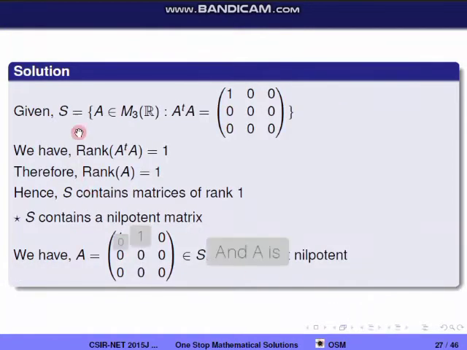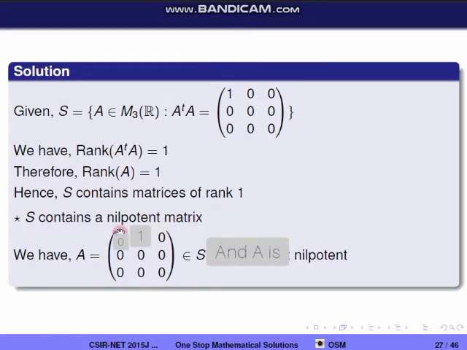So given S is equal to the set of all A in M3(R) such that A transpose A is equal to this matrix. So now we have rank of A transpose A is equal to 1. Therefore, using concept 1, rank of A is equal to 1. That is, S contains matrices of rank 1. So we'll look into the options one by one.